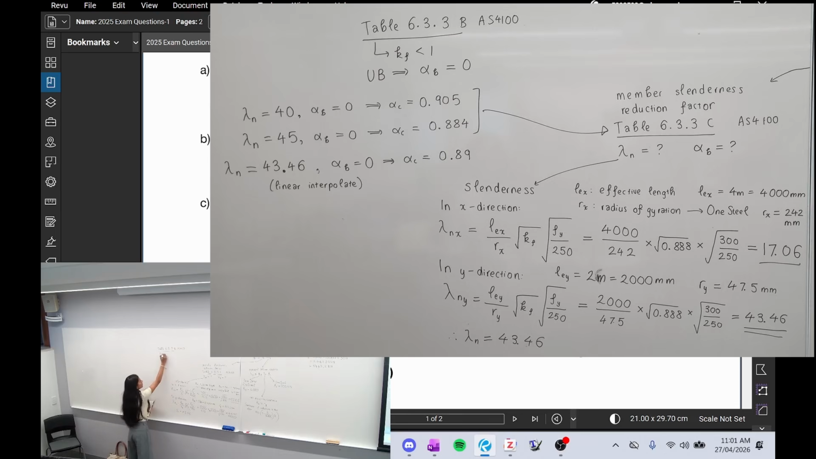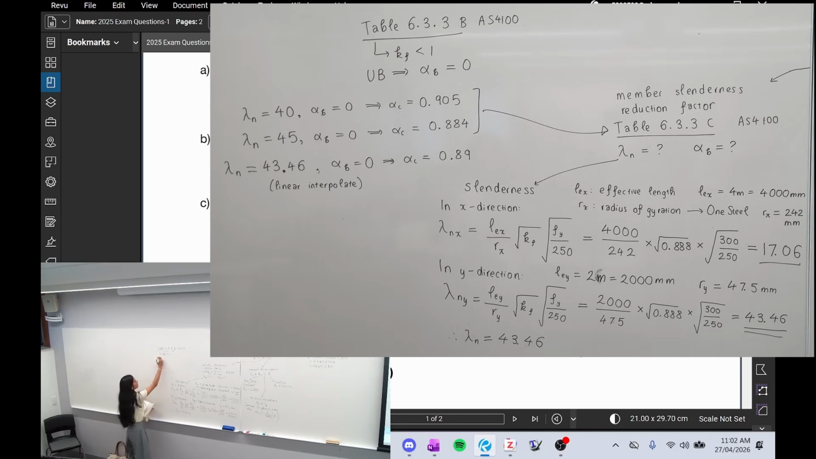The reason that we use this one is our kf, 0.888, is obviously smaller than 1. So there is a separate table that you would use if your kf is equal to 1. And that would be table 6.3.3a. So just be careful which one you're using.